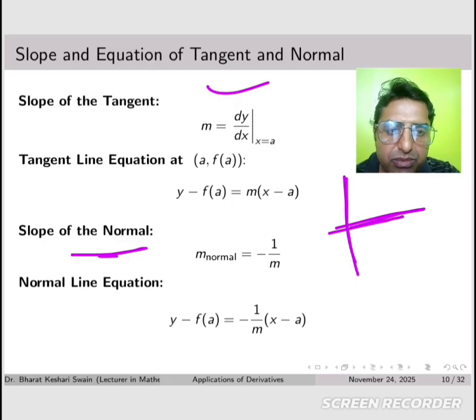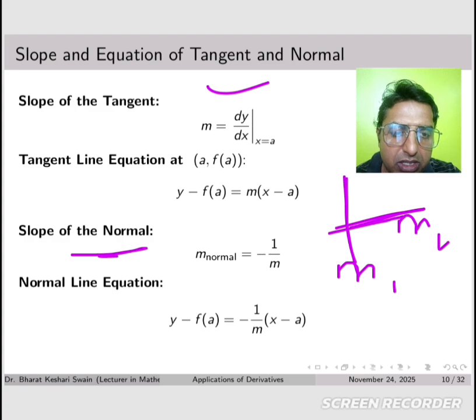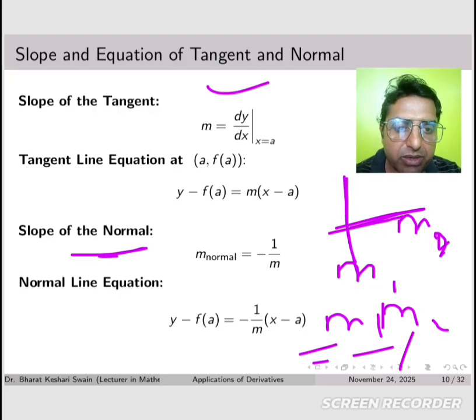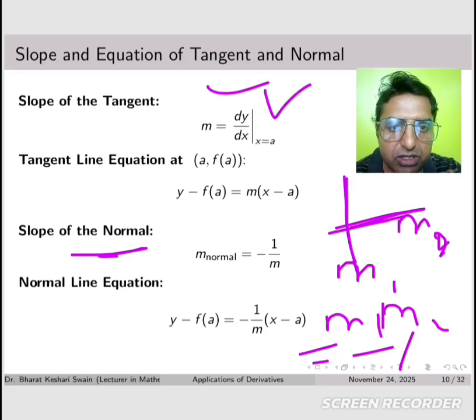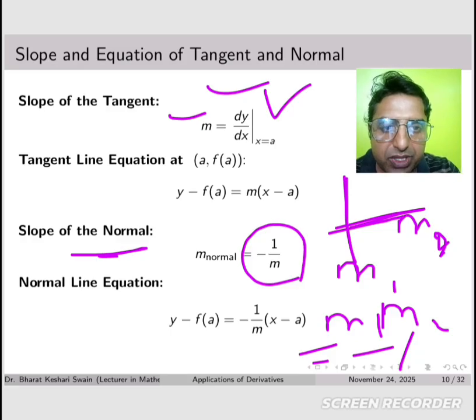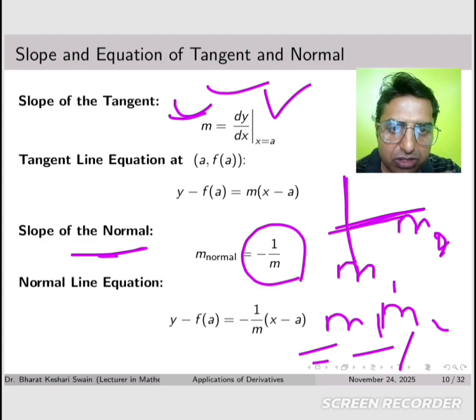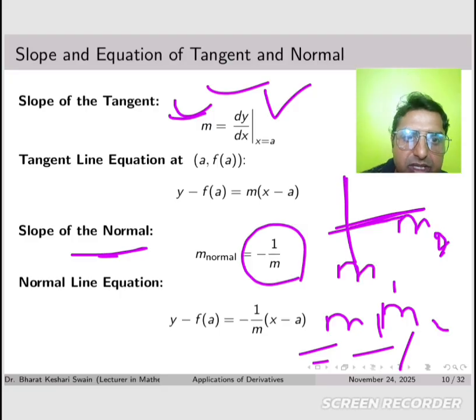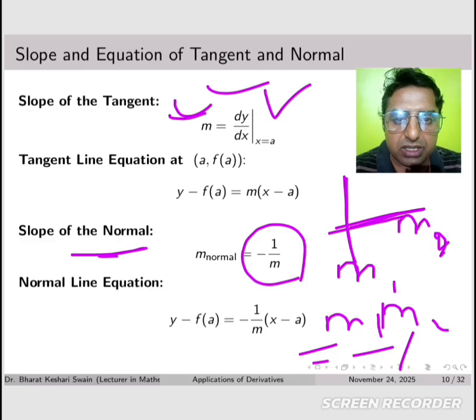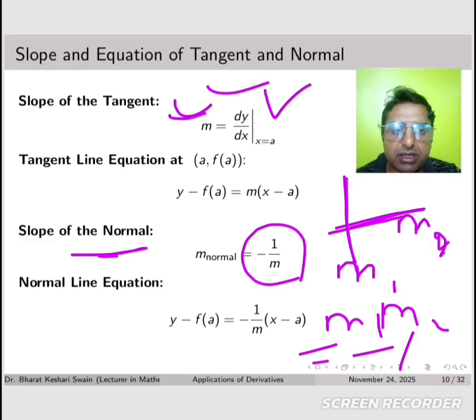We know that if two lines are perpendicular to each other, and the slope of one is m1 and the slope of the other is m2, then m1 into m2 is equal to -1, because the product of the slopes of perpendicular lines is -1. So if dy by dx, m, is the slope of the tangent, then the slope of the normal is -1 by m. If the slope of the tangent is known, then the slope of the normal is known, and we can find the equation of the tangent line and also the equation of the normal line.